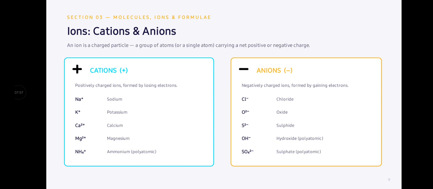And next is anions, minus, negatively charged ions formed by gaining electrons: Cl minus, that is chloride, O2 minus oxide, S2 minus sulfide, OH minus hydroxide, SO4 2 minus, that is sulfate, polyatomic.